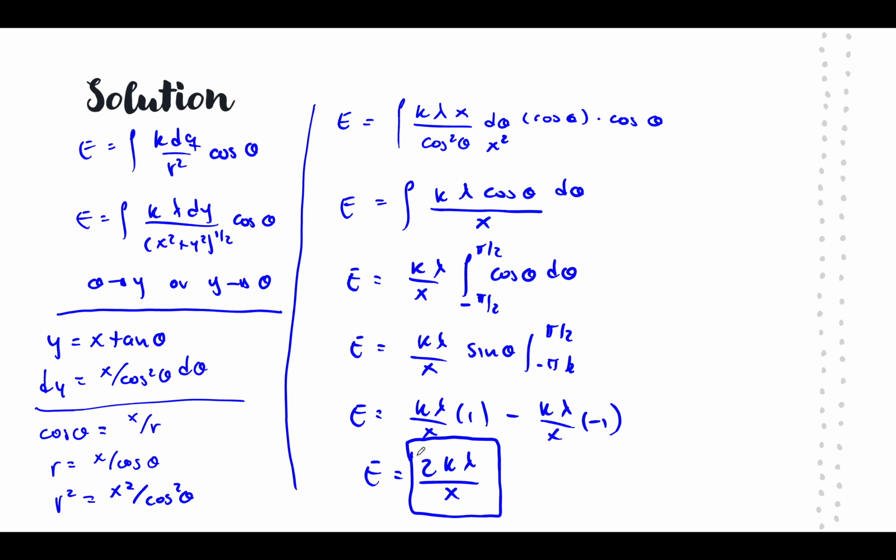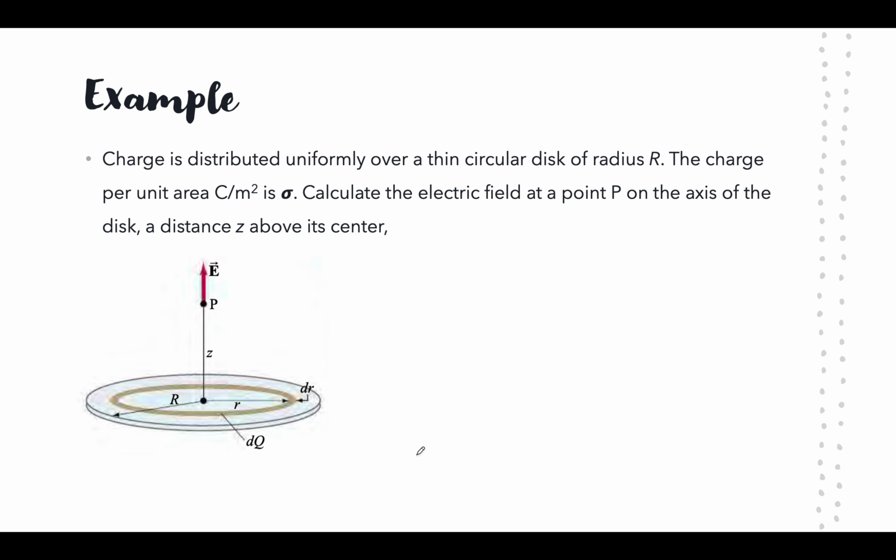And this was the second example of finding the electric field due to a continuous charge distribution. All right, let's look at this third example right here. In this third example, we're looking at a charge distributed uniformly over a thin circular disk of radius r. The charge per unit area, coulombs per meter squared, is sigma, and we calculate the electric field at a point P on the axis, distance z over its center.